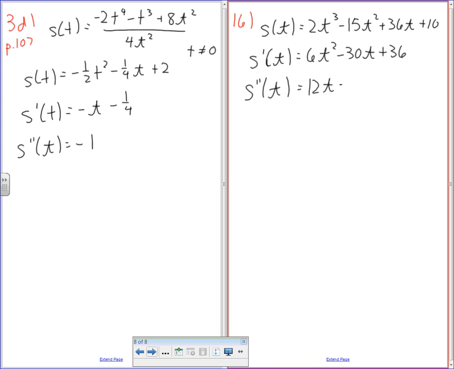S double prime of t equals 12t minus 30. And it's probably a good idea for these when they start talking about velocity and acceleration, just to get the derivatives out of the way. We'll have to use them here in a few minutes, okay? So it says C. When is the object moving in a positive direction? For an object to be moving positive, what would have to happen?